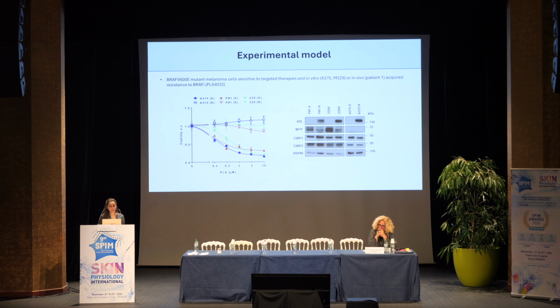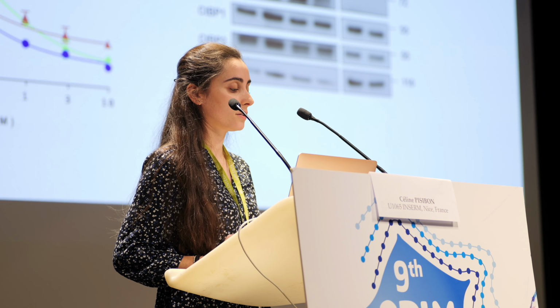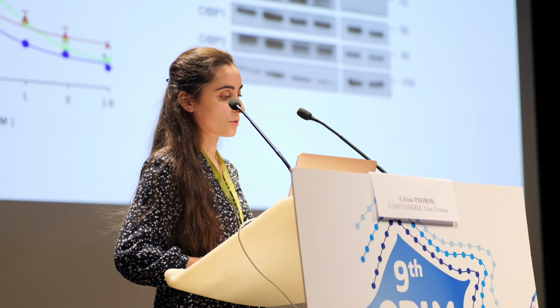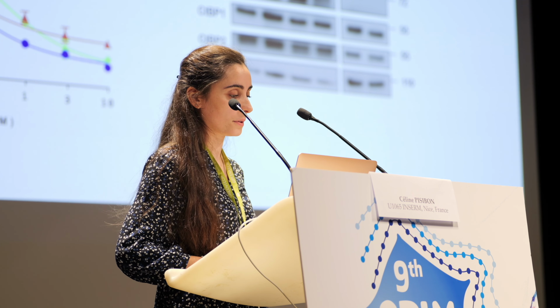To answer this question, we used an experimental model of BRAF V600E human melanoma cells. The BRAF mutation is the most frequent one found in patients harboring melanoma. And we used cells sensitive and resistant to targeted therapy. First, we validated the phenotype of these cells with a dose response of targeted therapies, and you can see that the sensitive cells are really sensitive to this drug, and the resistant cells are really resistant to targeted therapies.